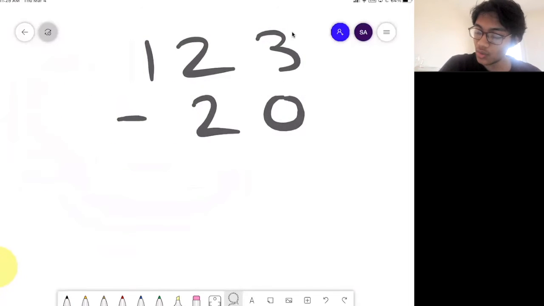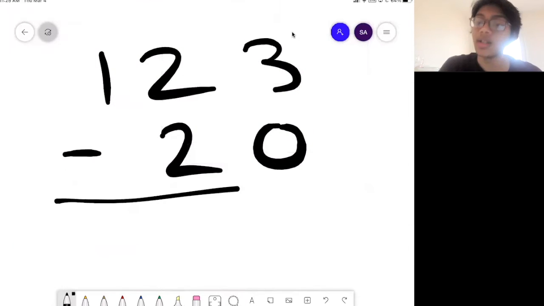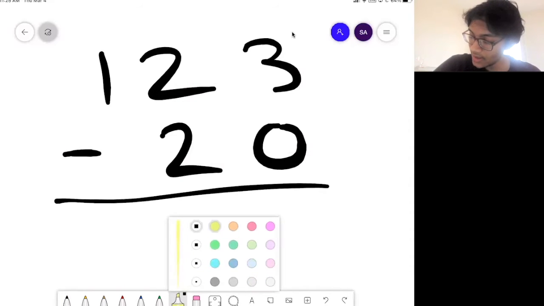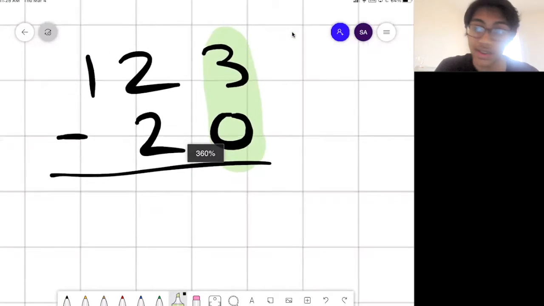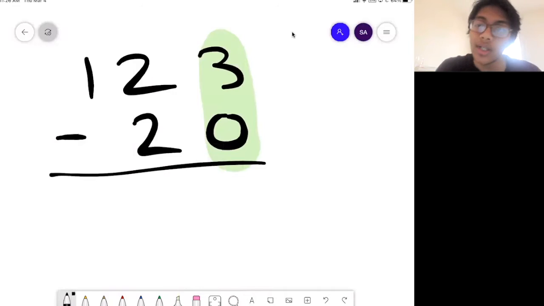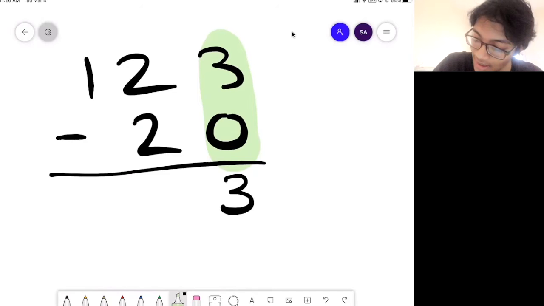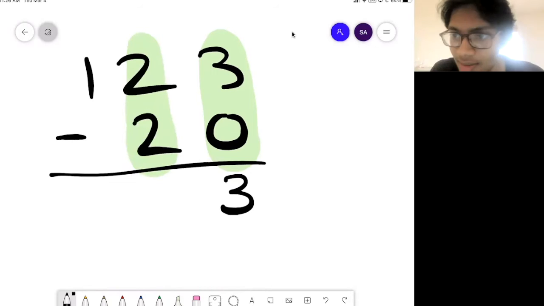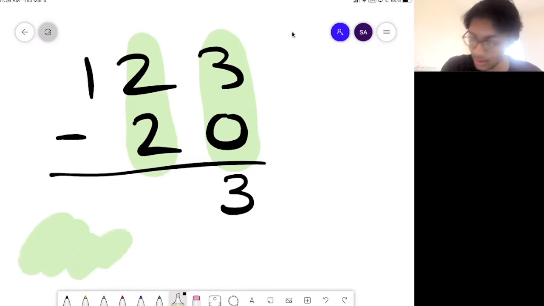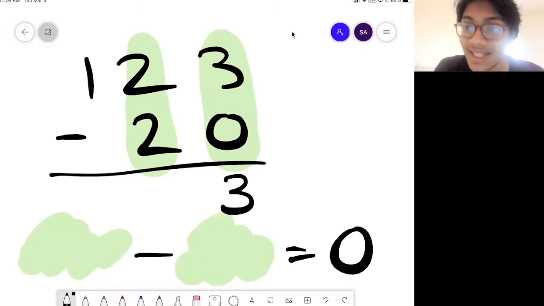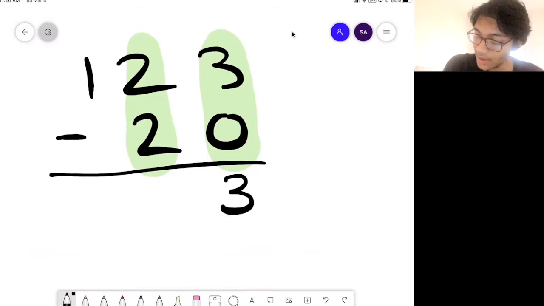123 minus 20. Well, I'm going to go column by column. My first column is 3 minus 0. Well, what's 3 minus 0? Hopefully you know by now. 3 minus 0 is just 3. Next column, I got 2 minus 2. Well, anything minus itself is 0. So 2 minus 2 is 0. And here I don't see anything, so I'm going to just put a 0.